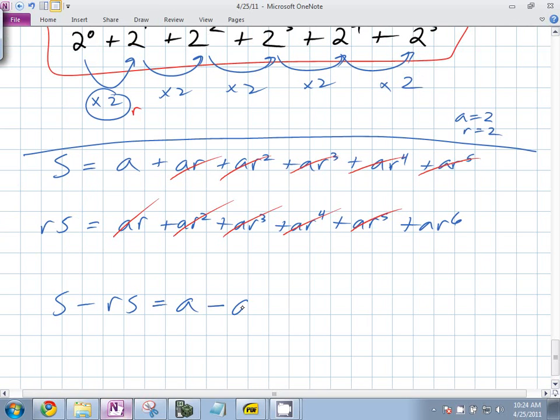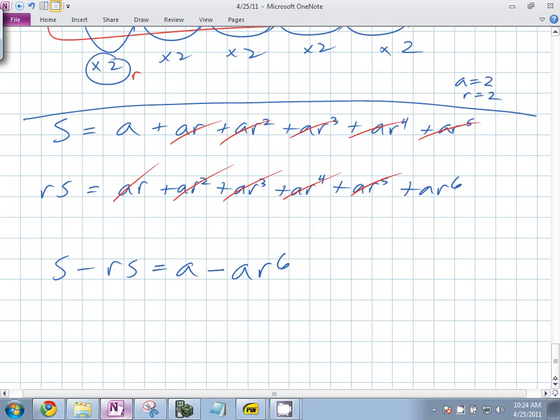...to the 6th, right? No, we're originally trying to find the sum. We want that S value, right? We want to isolate what? We want to isolate S.